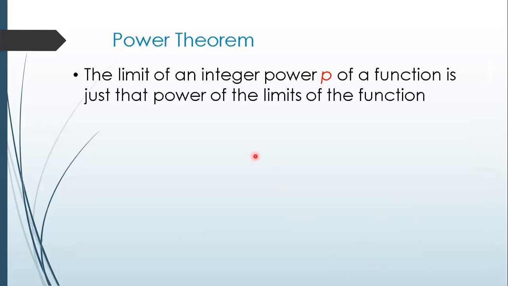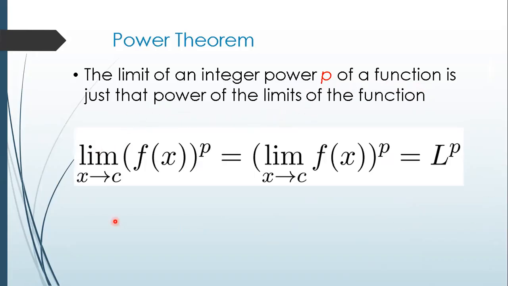Now let's have the power theorem. The power theorem states that the limit of an integer power p of a function is just the power of the limits of the function. And this is how the formula looks like. The limit of f of x raised to the power of p as x approaches c is just equal to the limit of f of x as x approaches c raised to a power p, that's simply L raised to the power of p.